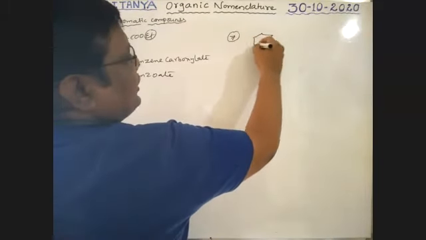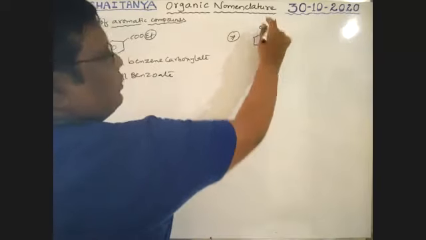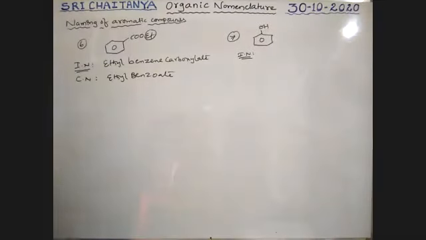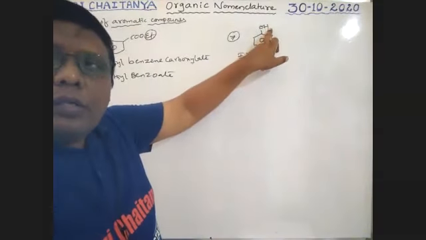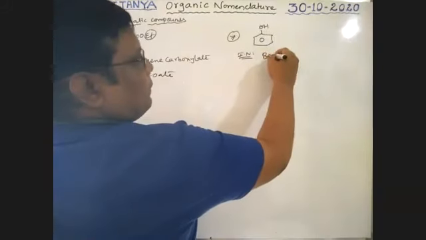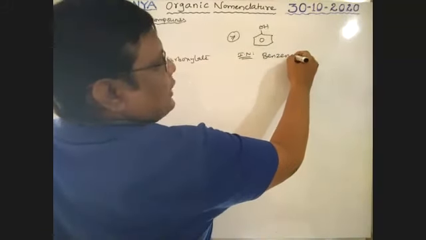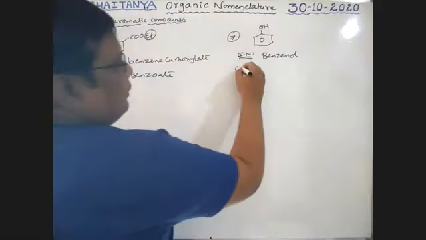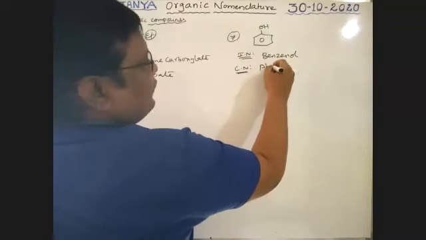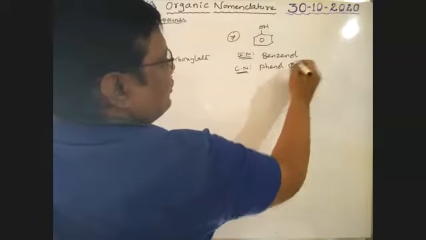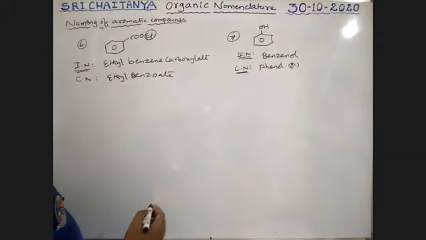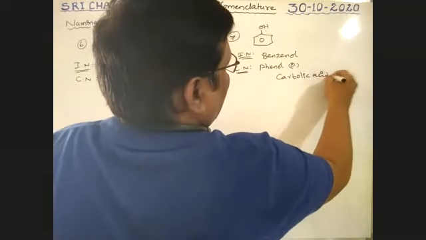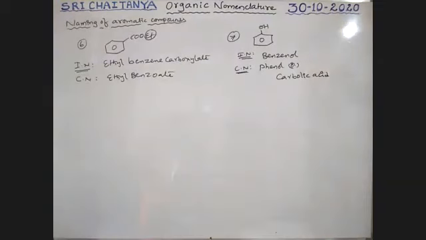Benzene connected with OH. So its IUPAC name is benzene with OH, benzenol. E is replaced with OL. That is benzenol. The common name is phenol, frequently used, which is also called carbolic acid. Phenol is also called carbolic acid.